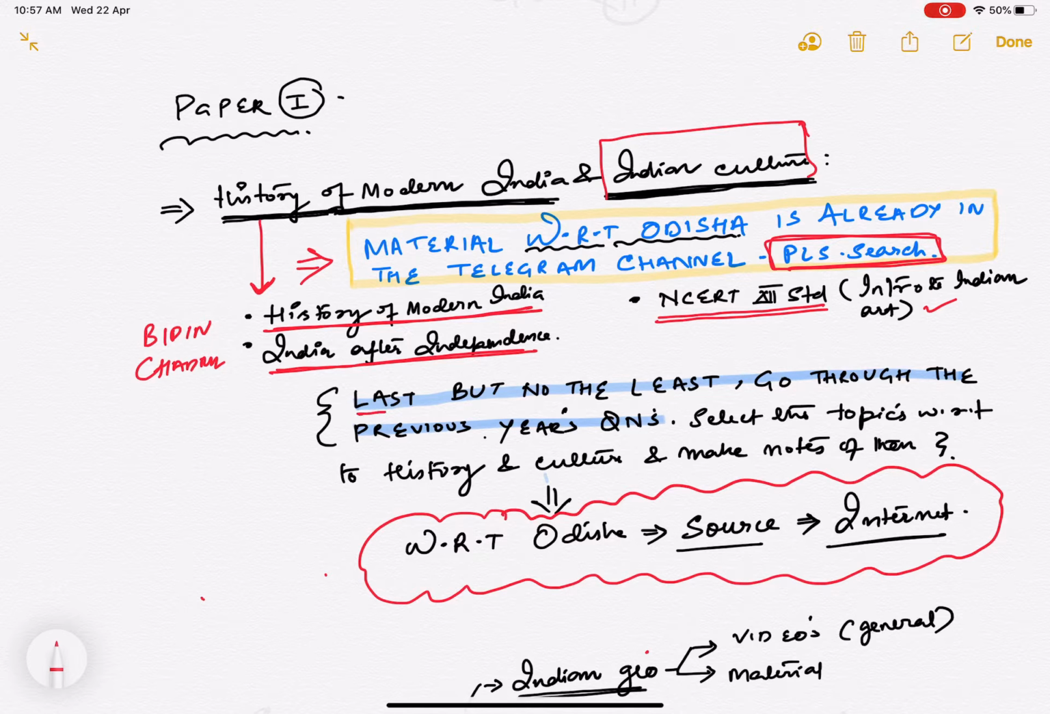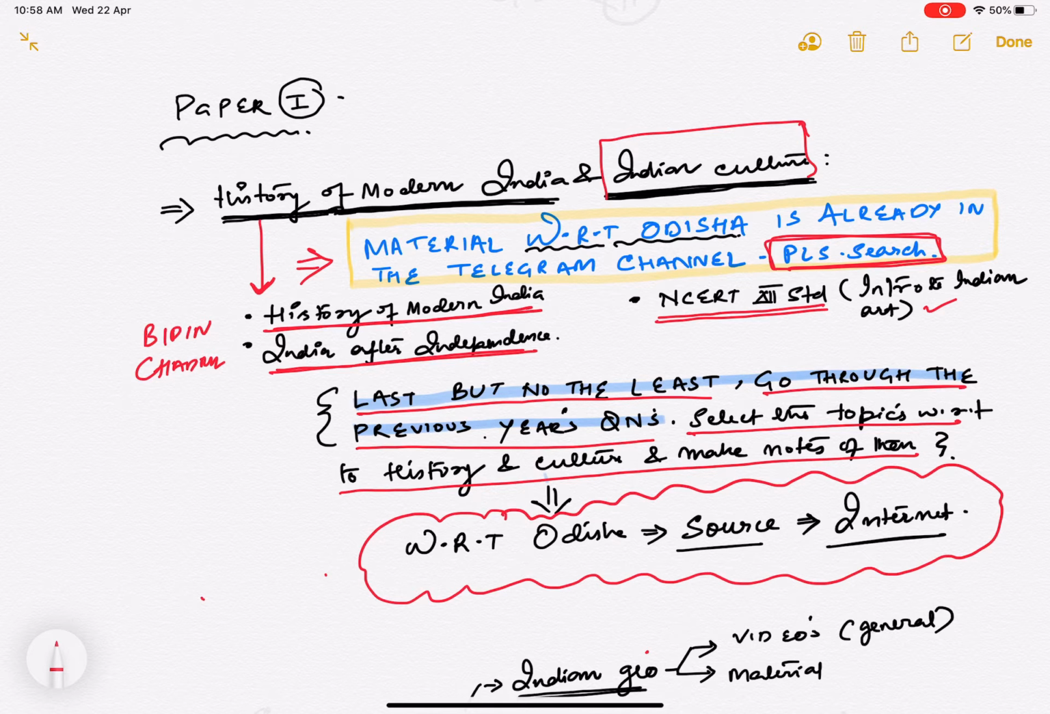Last but not the least, go through the previous year's questions. Select the topics with respect to history and culture and make notes of them.